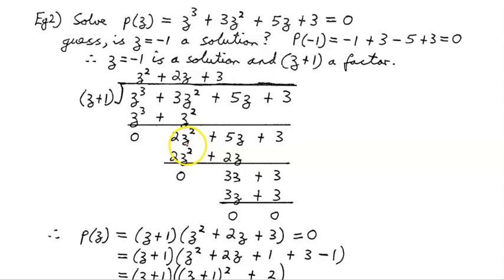into 2z squared gives us 2z. So 2z times all that is 2z squared plus 2z. Subtracting that, we get 0 here. 5z minus 2z is 3z. 3 minus 0 is 3.